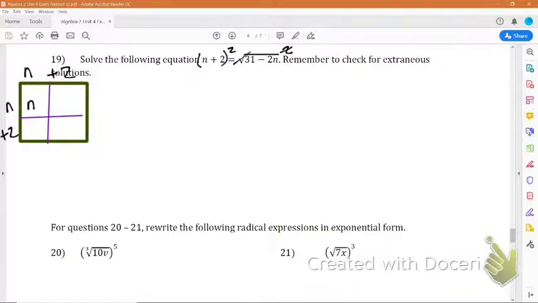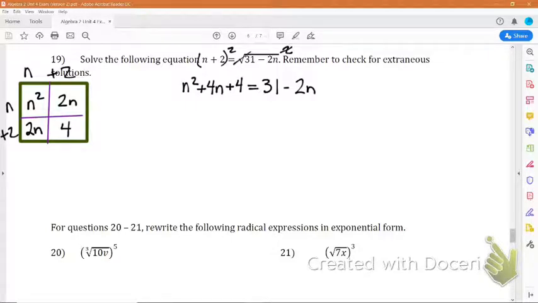So n times n is n squared. N times 2 is 2n. 2 times n is 2n. And 2 times 2 is 4. So my box on the left side gives me n squared plus, when I combine like terms, 2n plus 2n is 4n, plus 4. And then for my right side, the squared and the square root cancel, leaving you with 31 minus 2n. Trickiest part on this problem is remembering to use your box on the left side.